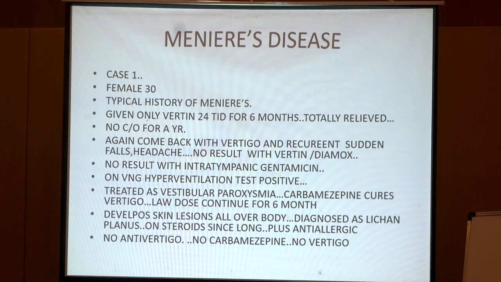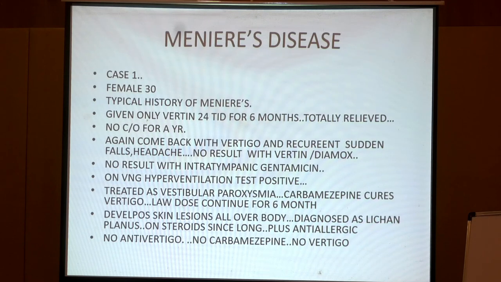After that, on VNG the hyperventilation test was positive. So treated as vestibular paroxysmia. Relieved with carbamazepine, low dose continued for 6 months. After that, she developed skin lesions all over the body, diagnosed as lichen planus, and has been on steroids for 1 year plus anti-allergics. No carbamazepine, no anti-vertigo medication, and there is no vertigo. So what to do? Whether the patient has Meniere's, vestibular paroxysmia, or an autoimmune component of the inner ear.